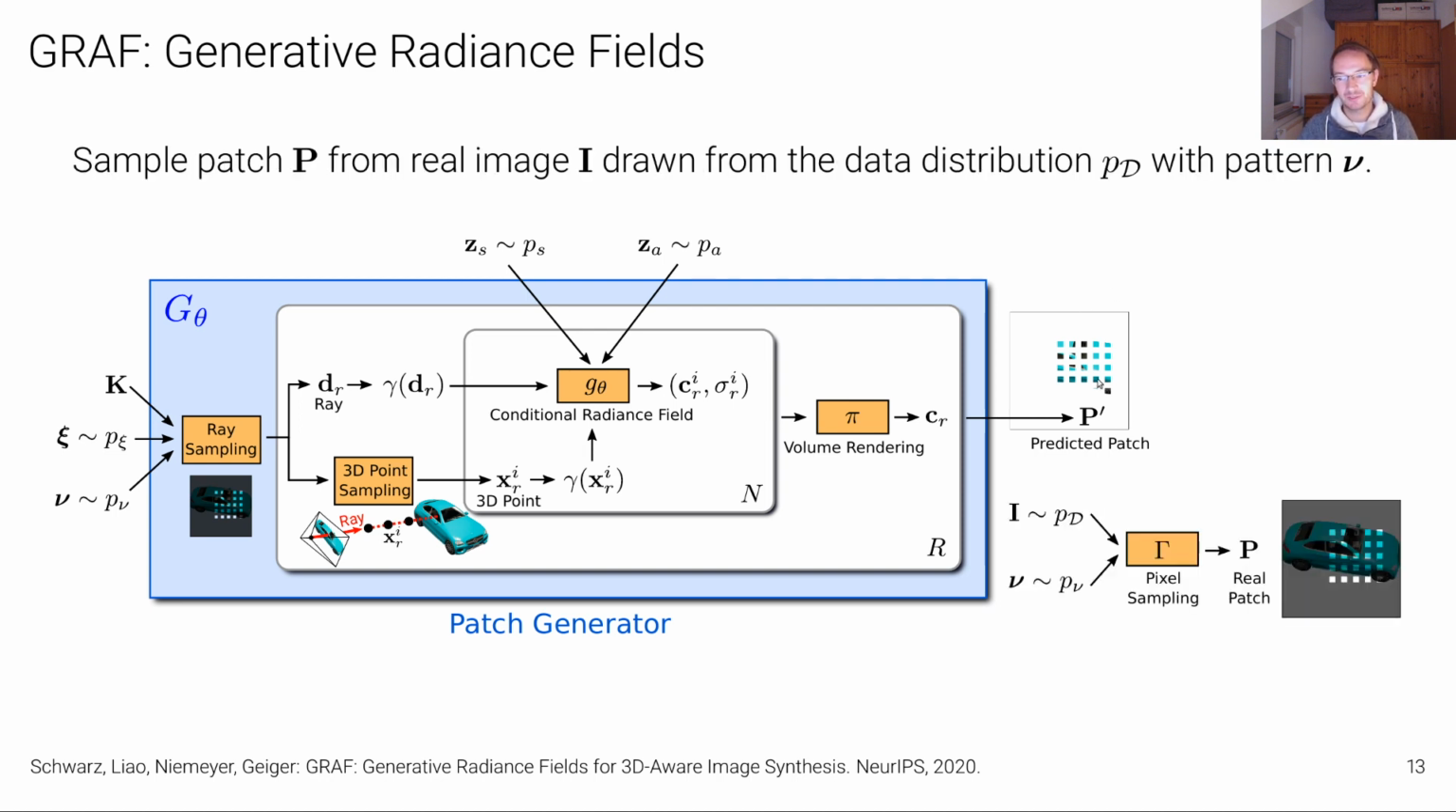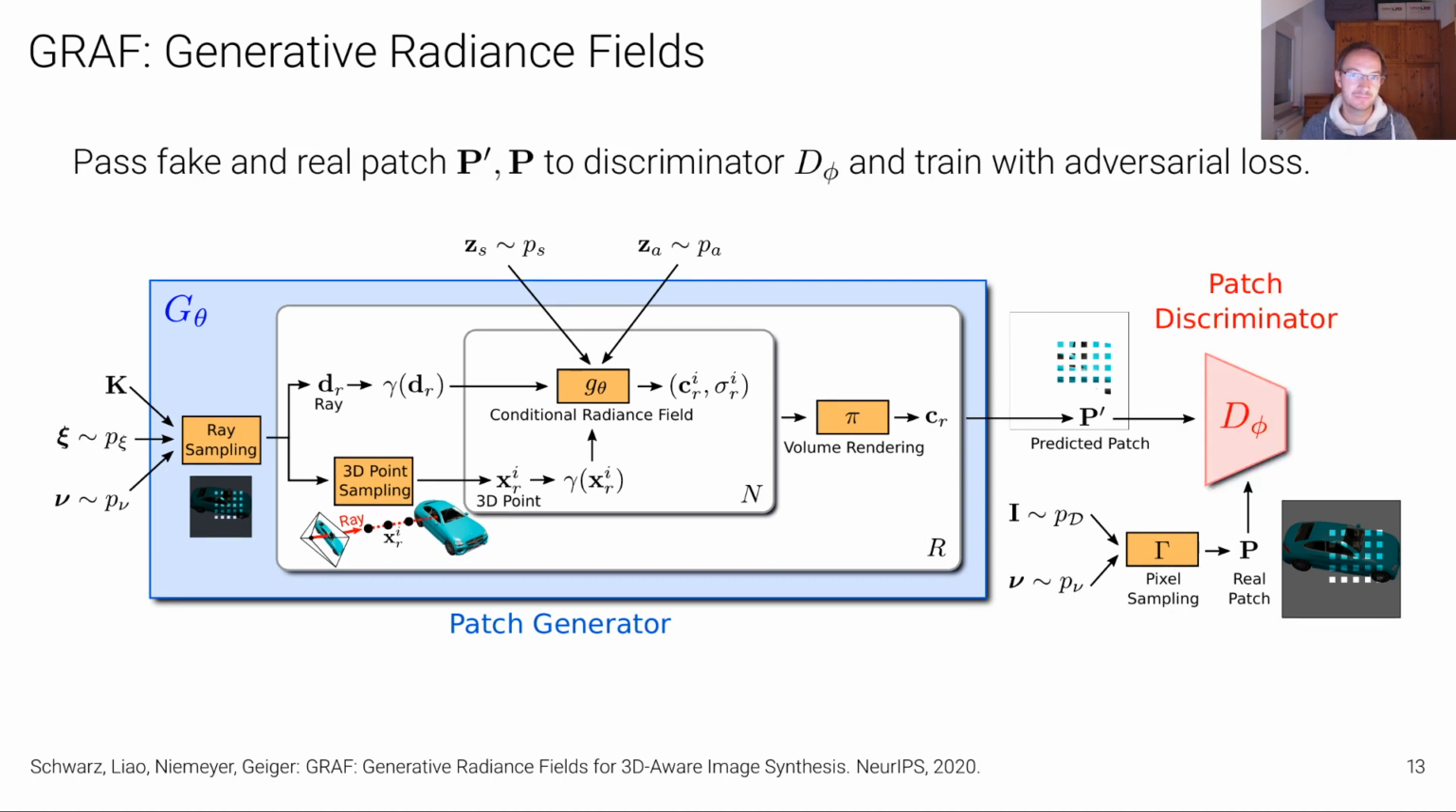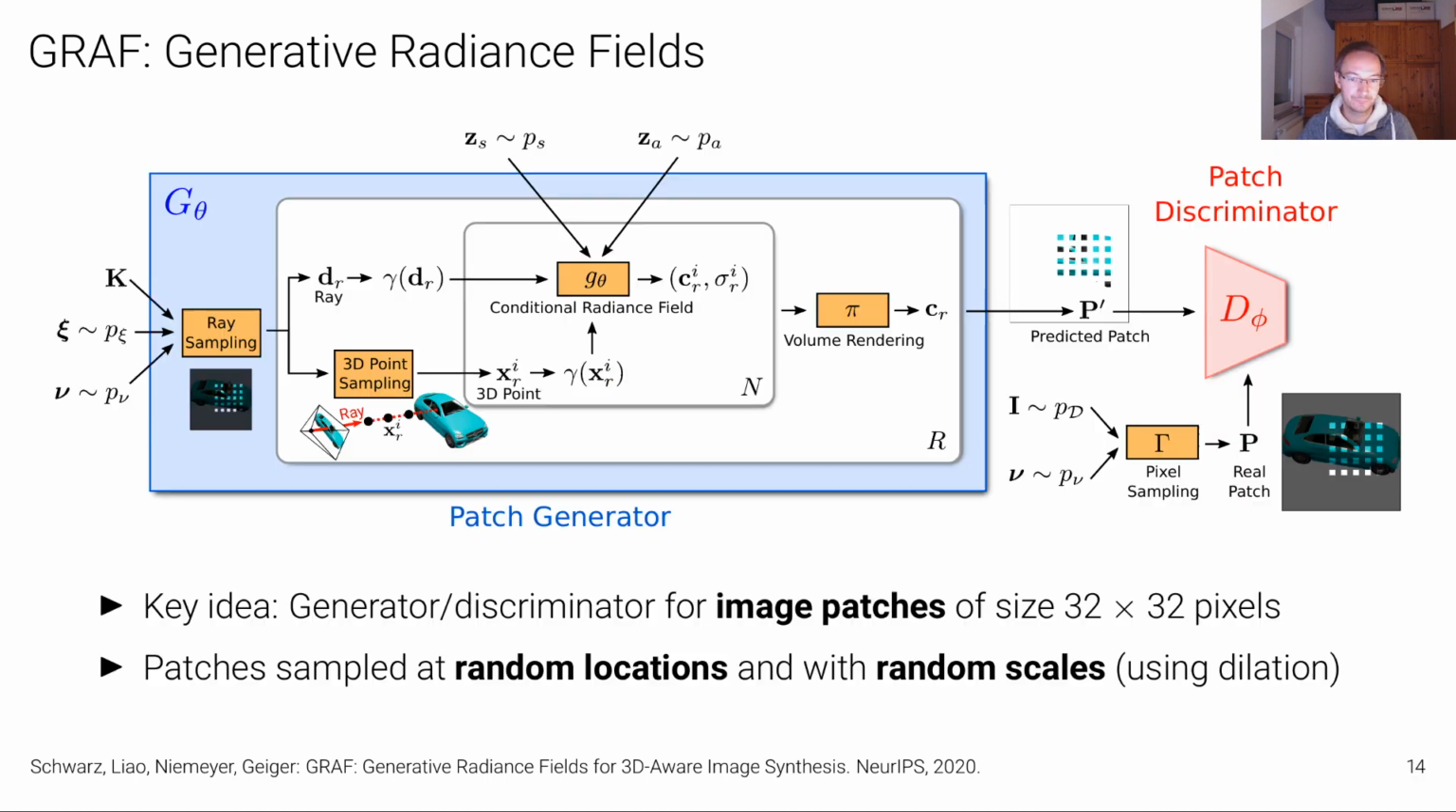In order to compare this patch to a patch from a real image, we sample a patch from the real image using the same sampling strategy that we used here. In this illustration, the patches are of size 5 by 5 pixels, but in reality we use 32 by 32 pixels. The advantage of using this fixed patch size of 32 by 32 pixels is not only that it's faster to render, but also we can use a canonical, standard, and shallow 2D convolutional network as the patch discriminator. So this becomes very lightweight as well.